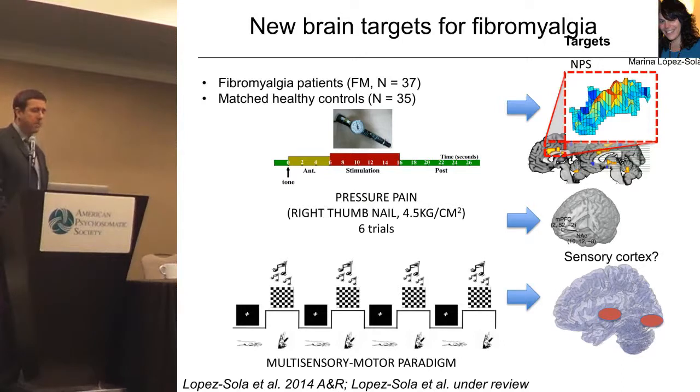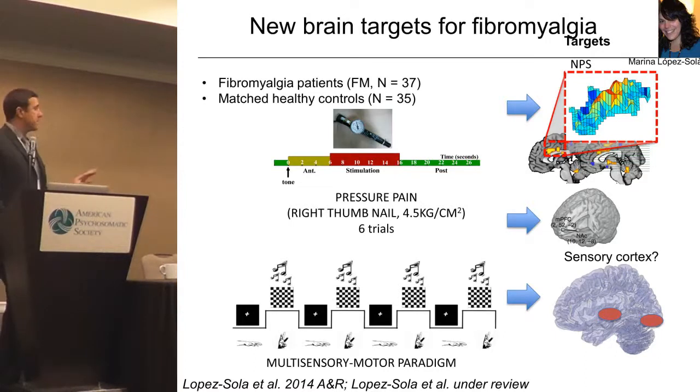And now let's see what happens with the fibromyalgia patients at the low-intensity stimulus. There, the response is as strong as the high-intensity stimulus in the controls, greater than the low-intensity stimulus. So here, you have the same pressure, and you have greater NPS responses in the patients. And there's also greater pain, as I'll show you.